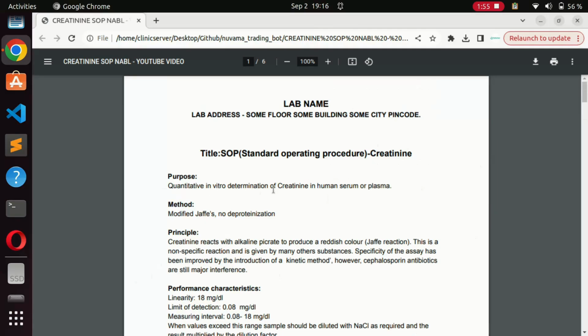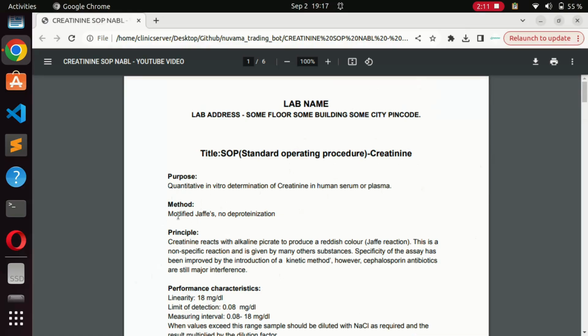The first thing you must state is the purpose. Here you can see that the purpose is the quantitative in vitro determination of creatinine in human serum or plasma. So what is the purpose of this SOP? It's basically this, which is supposed to be described in 1 or at the most 2 sentences.